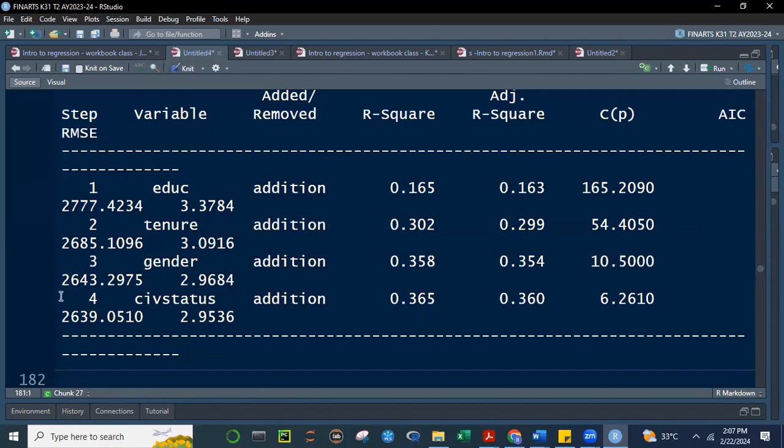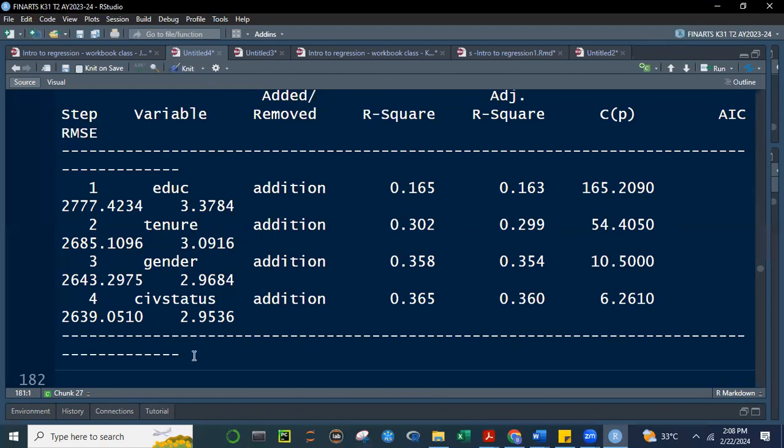Okay, then number 3, pinasok si gender, addition pa rin. And then notice na tumaas si adjusted R squared, at si R squared. Bumaba si Mallows CP. If you're going to compare all these three models, in terms of R squared, mas maganda si model number 3. In terms of adjusted, mas maganda pa rin si model number 3. And in terms of Mallows CP, mas maganda pa rin si model number 3, which includes gender.